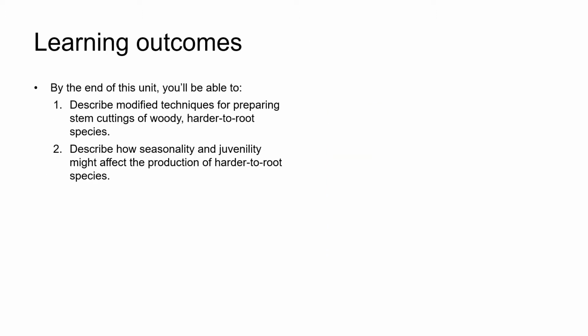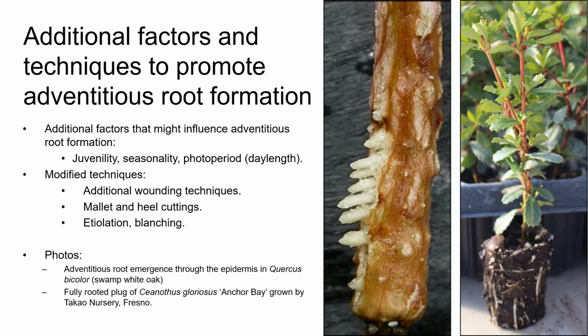By the end of this unit, you'll be able to describe modified techniques for preparing stem cuttings of woody, harder to root species, and describe how seasonality and juvenility might affect the production of harder to root species. Additional factors we can consider for harder to root woody species include juvenility, seasonality, and photoperiod. We can also modify the techniques that we've learned to prepare stem cuttings from woody plants. These modified techniques include additional wounding and including a section of older wood at the base of the cutting.